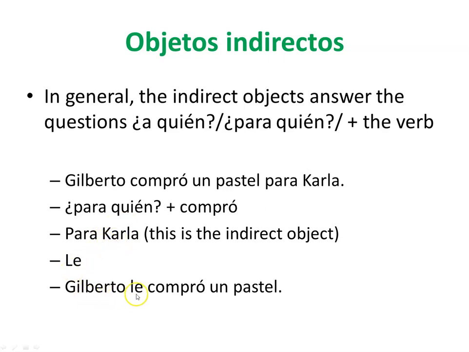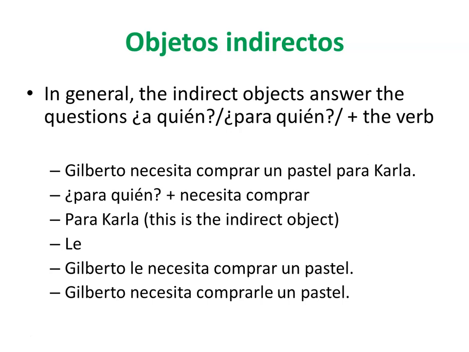And we are going to apply, how many verbs do we have in this sentence? Just one, which is compró. We are going to place it before. Gilberto le compró un pastel. And this is my sentence. Let's see with more verbs.